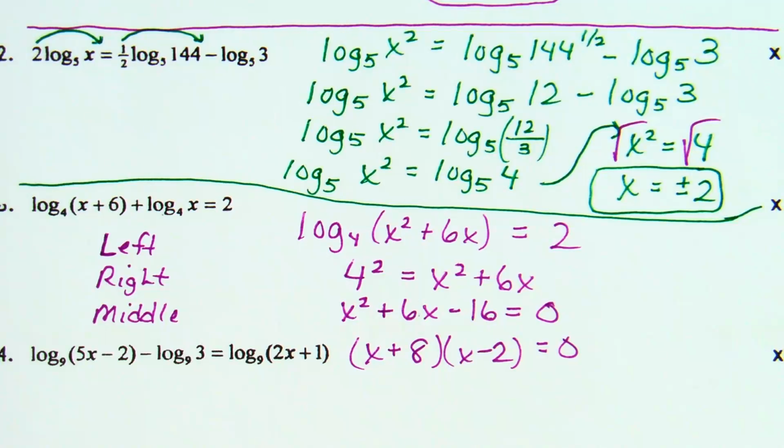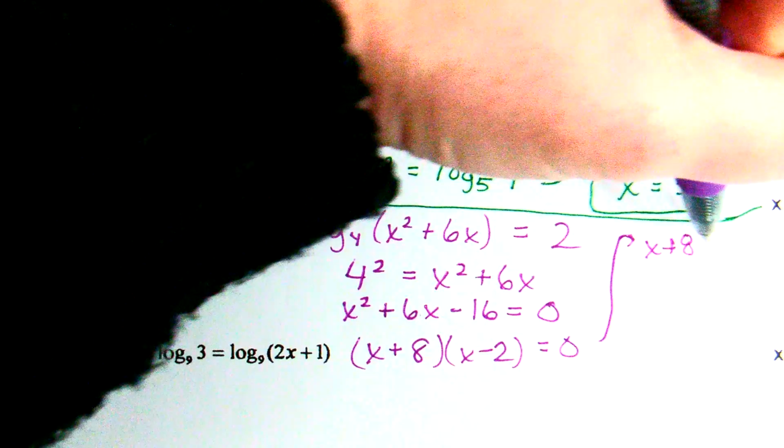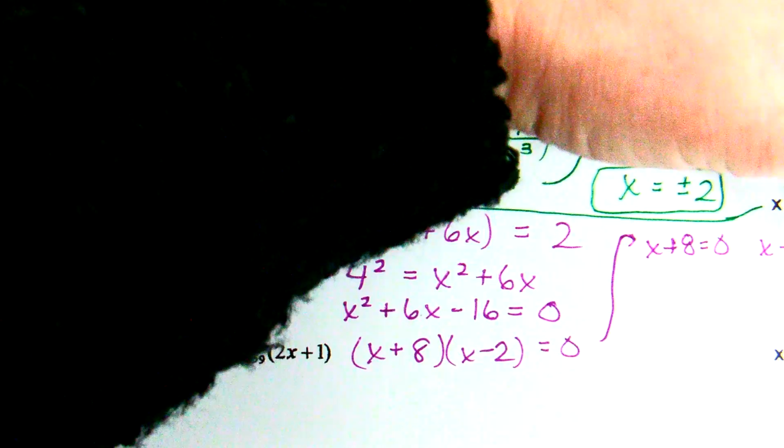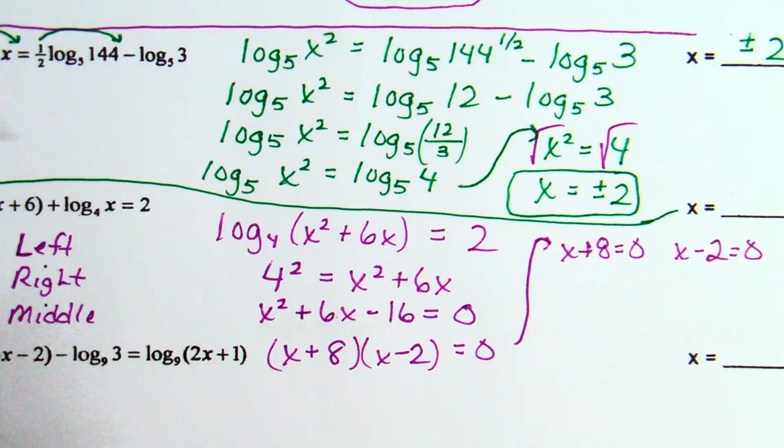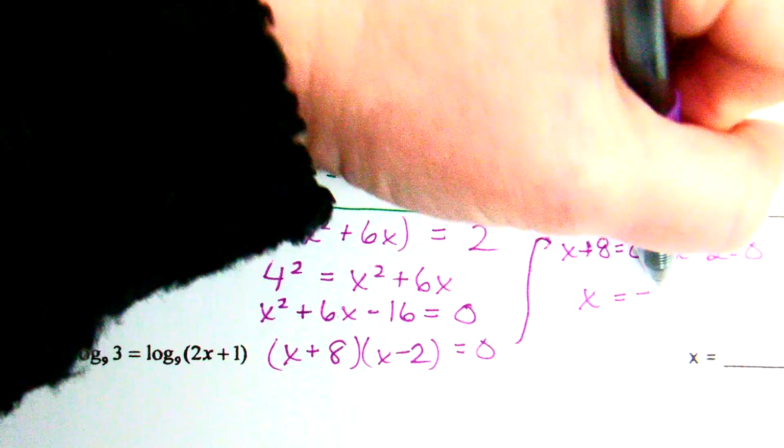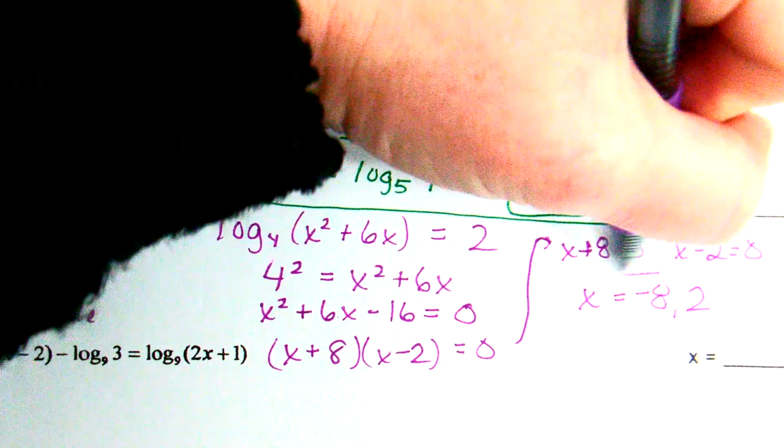We set each part equal to 0. X plus 8 equals 0. X minus 2 equals 0. So what are my possible solutions? X equals negative 8 and 2.